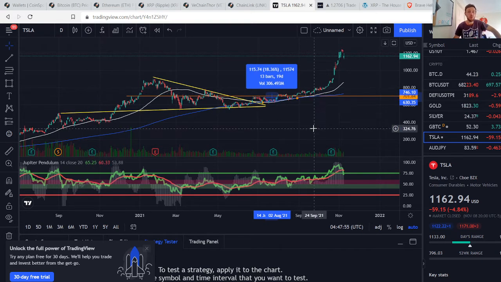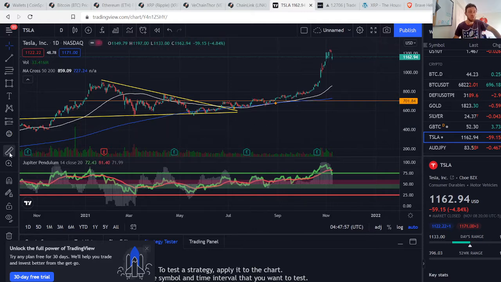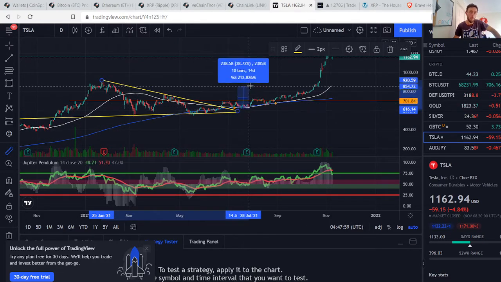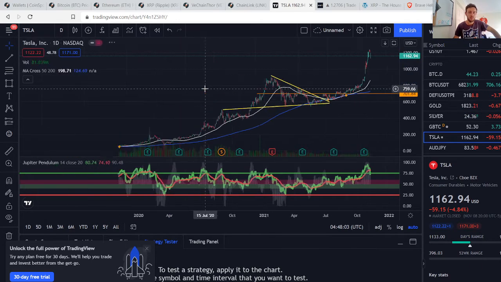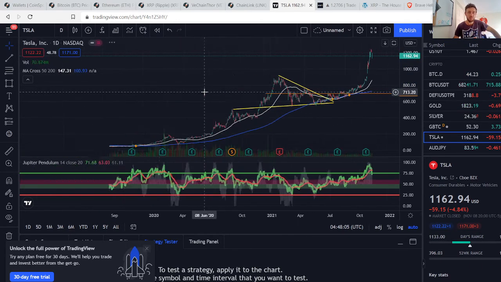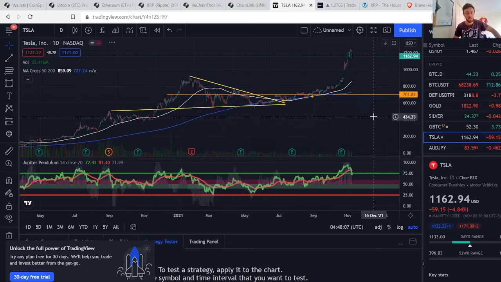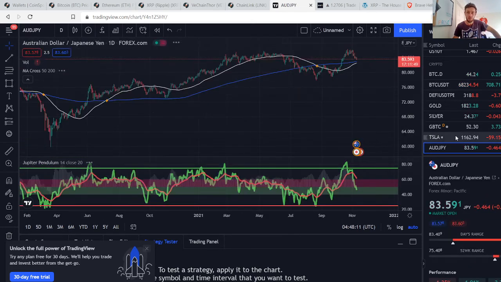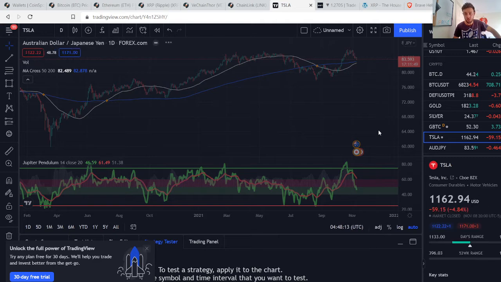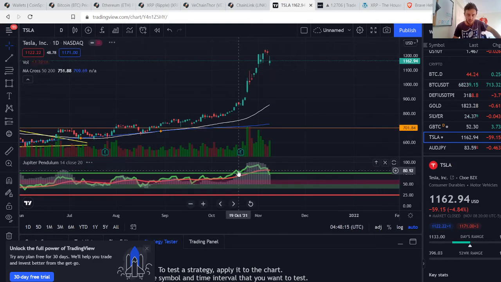Guys, this is what crypto is about to do. This is a stock breaking out 40%, doubling on a bull flag on the Tesla stock. That's insane. That's insane right there. Look how far in the green zone we got. That is insane.